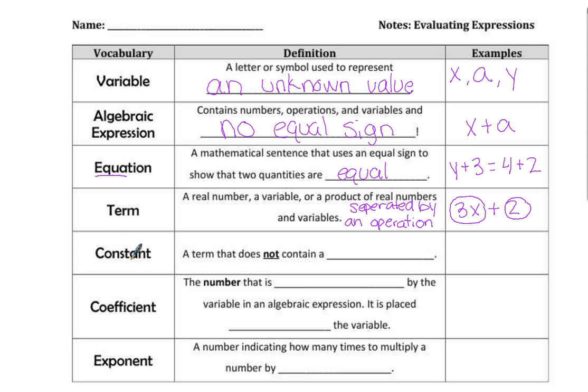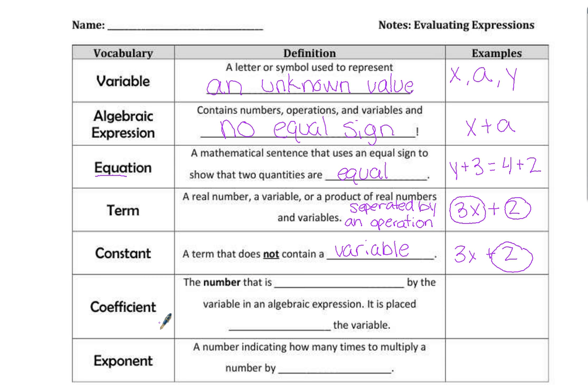Then we also have a constant. A constant is a term that does not contain a variable. So if we're looking at the same problem, 3x plus 2, the term that does not contain a variable would be the 2 because there's no letter touching it. There's no unknown value. So the 2 is a variable. Or I'm sorry, the 2 is a constant, not a variable.